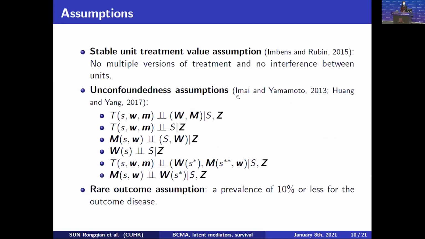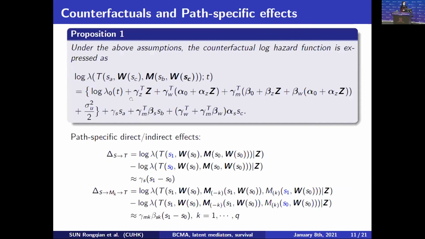So as mentioned before, we need some assumptions to identify and express the causal effects in the parameters of the model we have just proposed. The stable unit treatment value assumption is a common assumption in causal inference. And the set of unconfoundedness assumptions states that there is no unmeasured confounding between the exposure and the mediator, the mediator and the outcome, and the exposure and the outcome. So under these assumptions, we can identify the causal estimands, or the potential values or counterfactual log hazard function, this log lambda here, in a closed form as Proposition 1 shows.